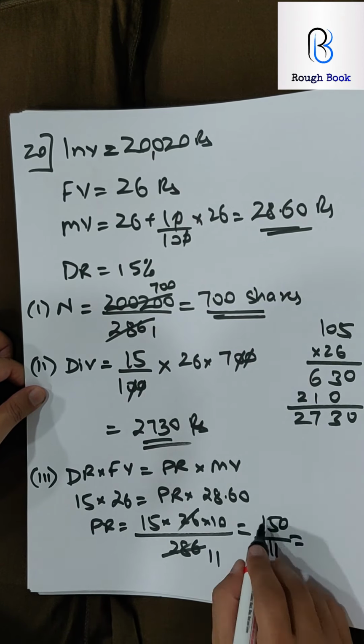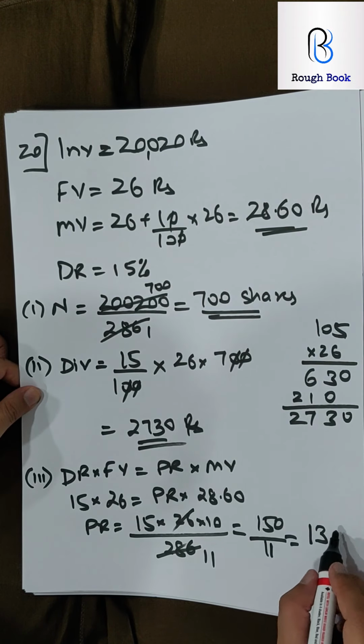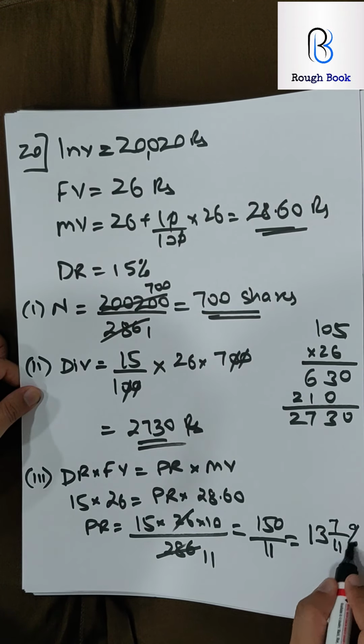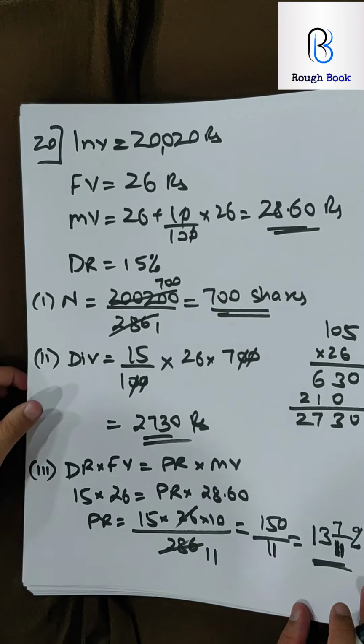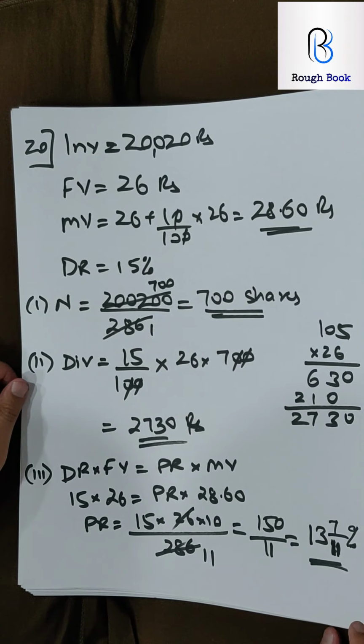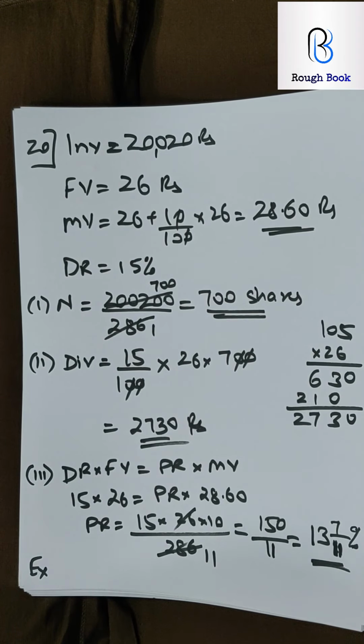So 11 1s are 11, correct? 440, so 3 1s are 33, so 7 by 11%. So my answer should be 13, 7 by 11%. How many managed to get this correct? Great. So finally now, homework time.